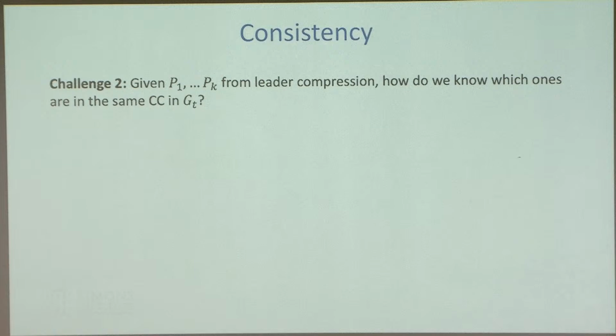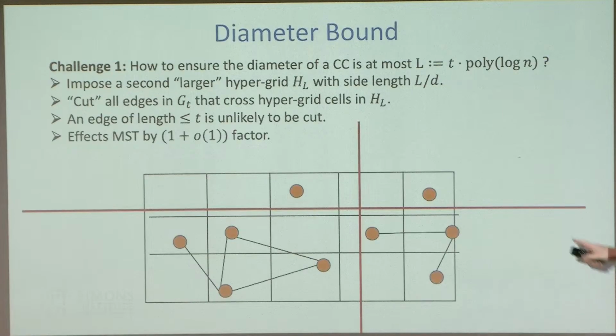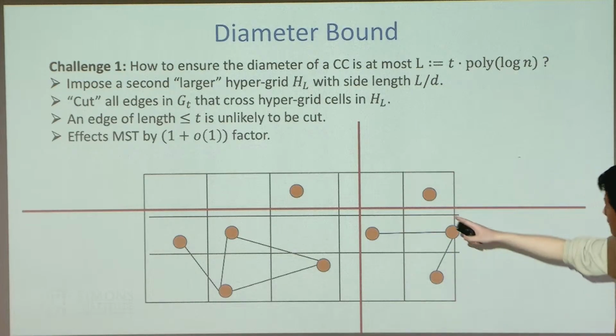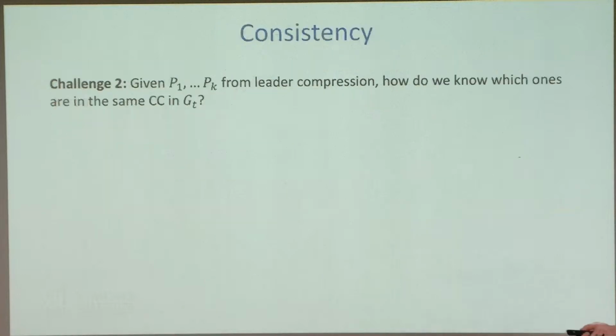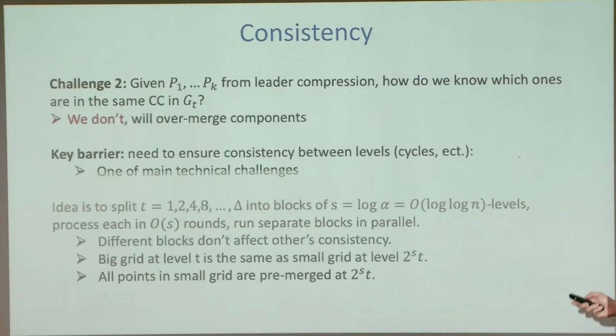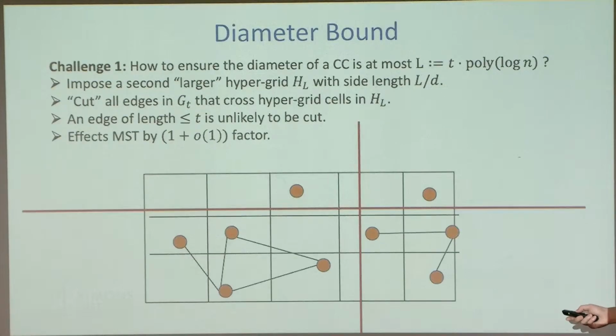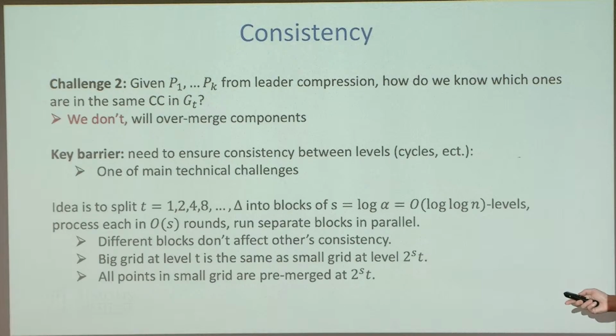Then here's another challenge. In the previous slide you have this red line, right? You have this large cell, and I said that you can just safely connect all the sub-connecting components that are in the same connecting component. You can arbitrarily connect them. But the question is, how do you know they're actually in the same connecting component? Actually, we do not need to know whether they're in the same connecting component.